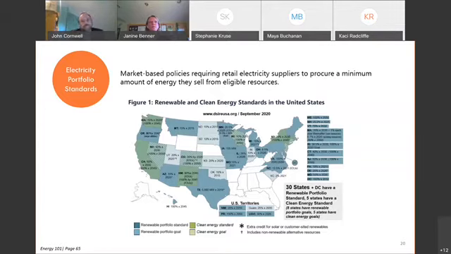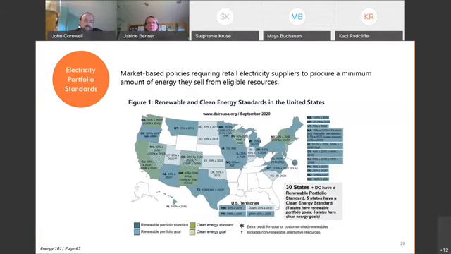So those states where they may have a combination of these policies, or in some cases a goal rather than a standard in one area and a standard in the other. In total, there are 30 states plus the District of Columbia that have an RPS, a renewable portfolio standard like Oregon. And then there are 5 states that have clean energy standards. This is as of September of last year.